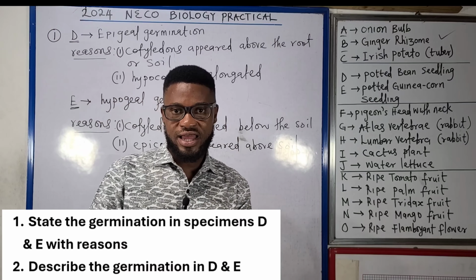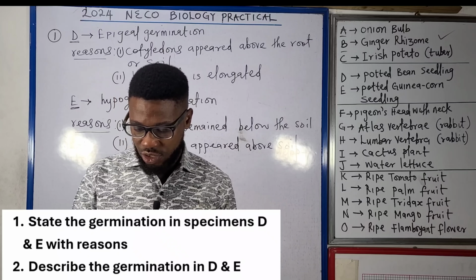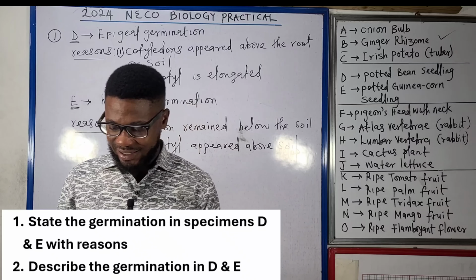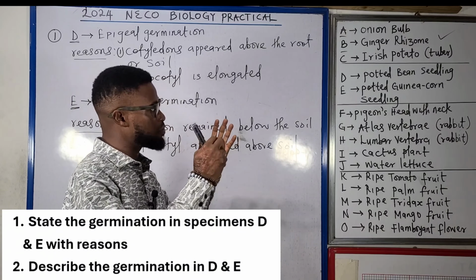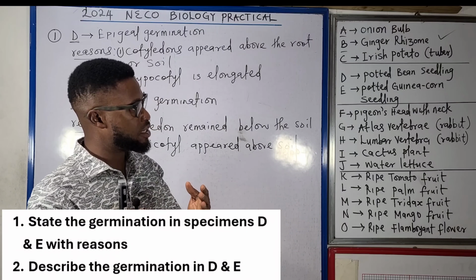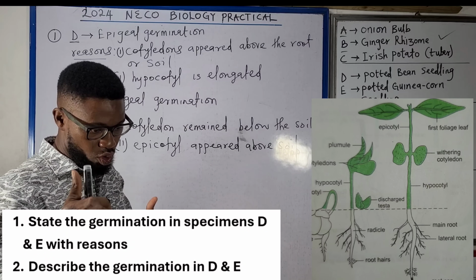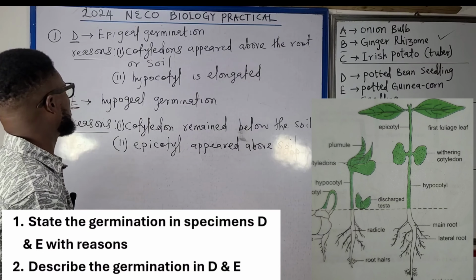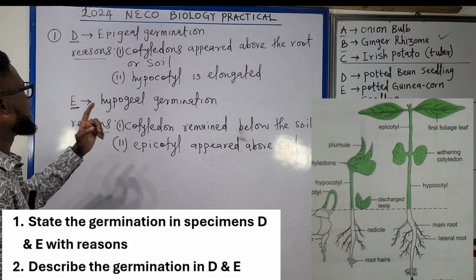So what are the expected questions for specimens D and E? As you can see on your screen, the first question states: state the germination in D and E with reasons. What is expected here is you're to observe specimen D, the potted bean seedling, and specimen E, the corn seedling. In D, the germination is epigynous germination. And why am I saying epigynous germination? Because the question says with reasons.